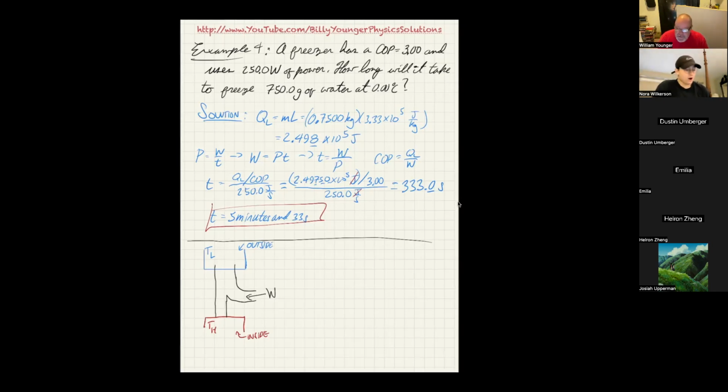All right. So what I was saying is there's an amount of heat coming from the outside, and that amount of heat is going to be Q sub L. And inside the house, we're going to get a certain amount of heat that's going to be Q sub H.